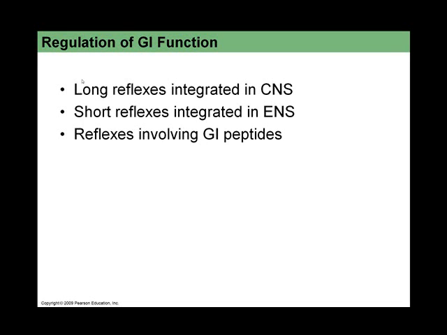Starting first with the neural integration or regulation of the GI system, we think of long reflexes that are coming in from the CNS, short reflexes that are integrated into the ENS, and we talked about the anatomy of the enteric nervous system in the first lecture. And of course there are going to be reflexes that also integrate GI peptides, either for local paracrine effects or more remote endocrine effects.